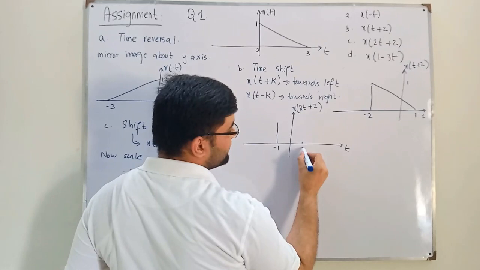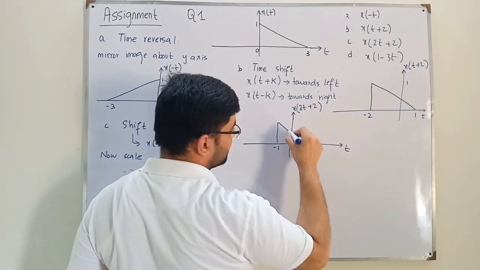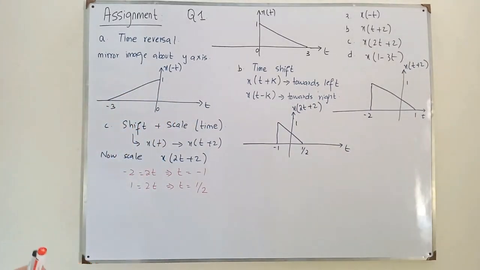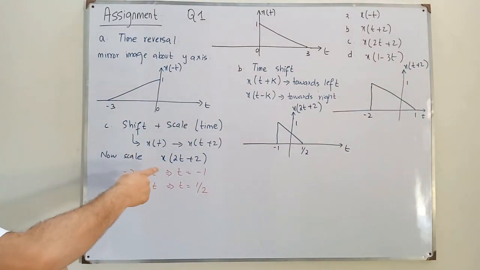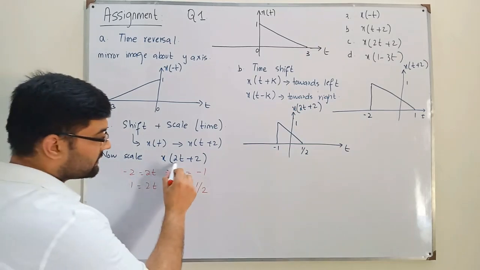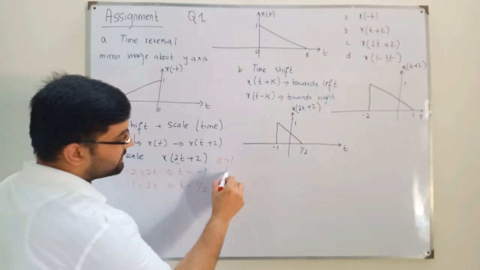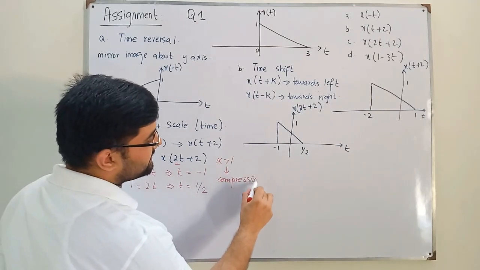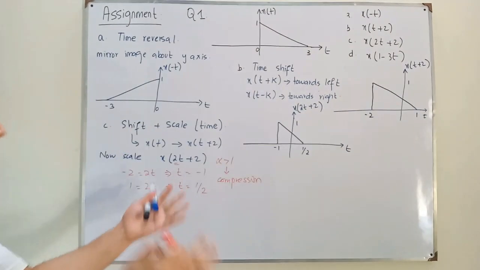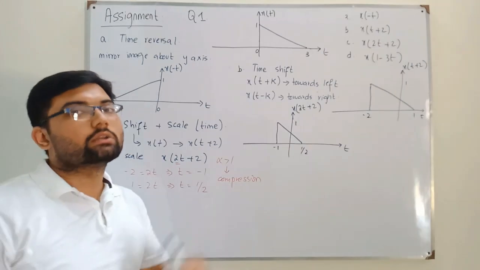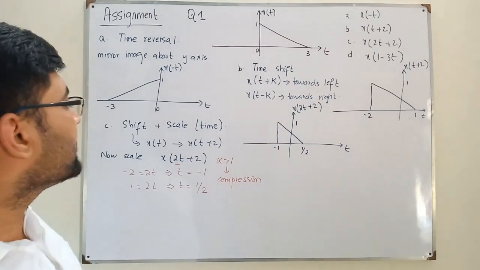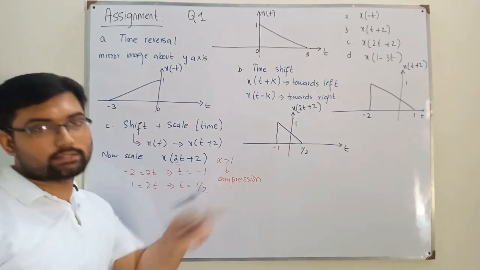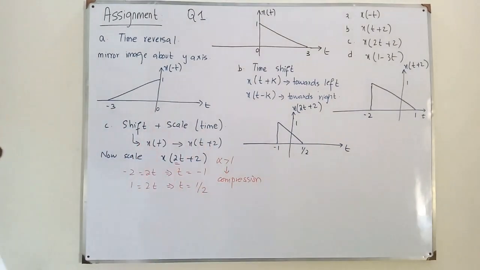So, the signal has been compressed in the time domain. We saw that when the value of alpha, this 2, is greater than 1, you have a time compression. And similarly, if this alpha is less than 1, the magnitude, you have that expansion. So you know this, okay? So, this is x of 2t plus 2.